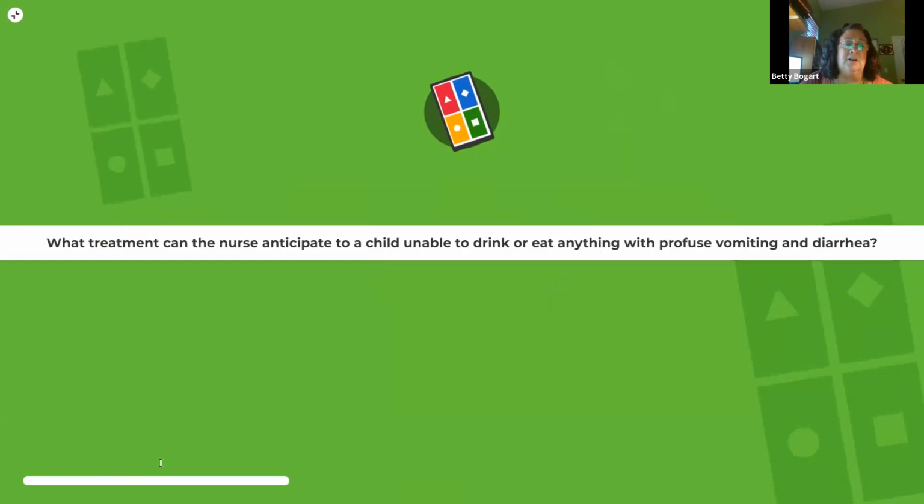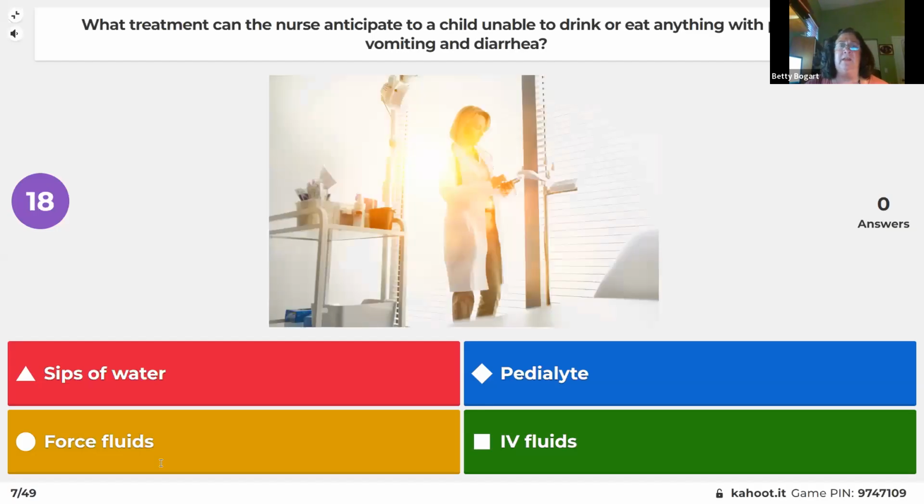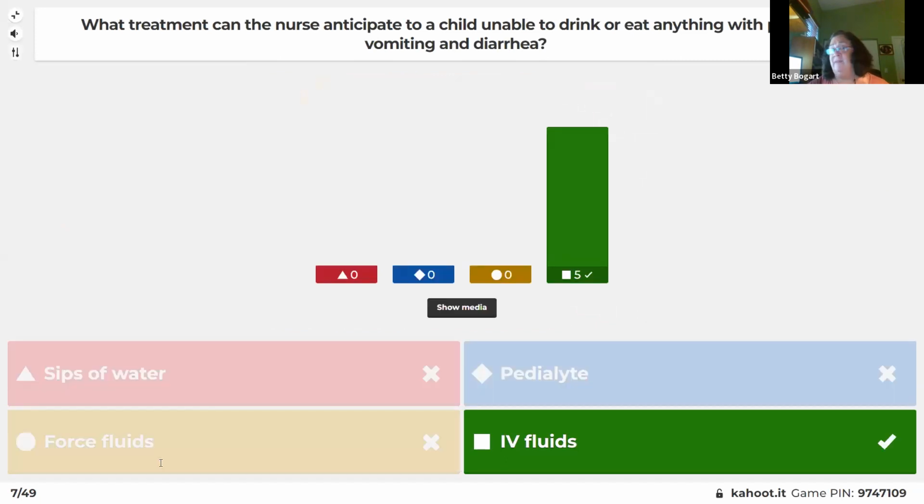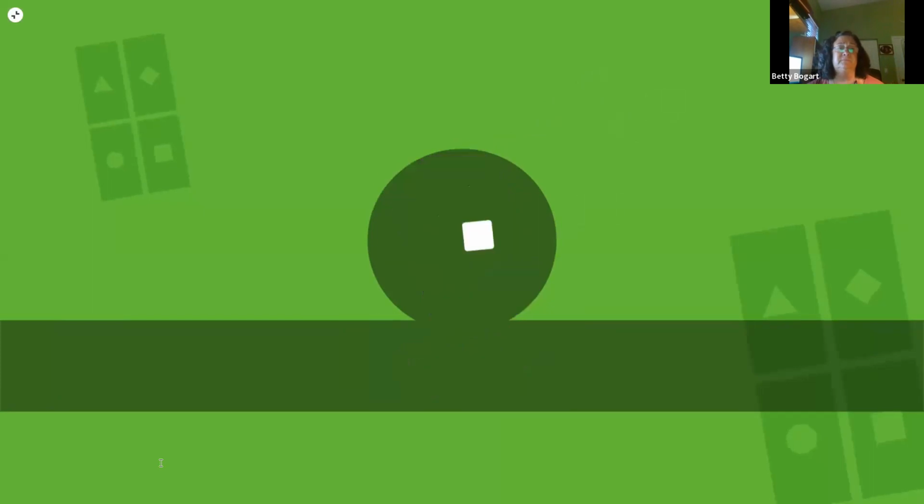What treatment can the nurse anticipate for a child unable to drink or eat anything with profuse vomiting and diarrhea? What do you do when they have both? And it's definitely IV fluids. Unable to eat or drink. We need to get that fluid back because dehydration is serious in children.